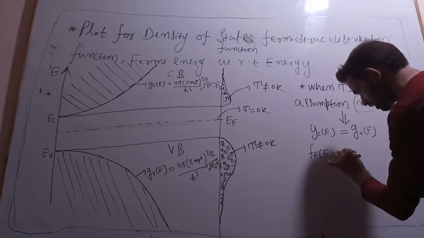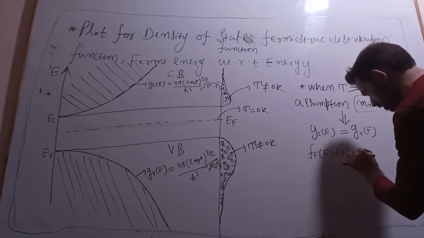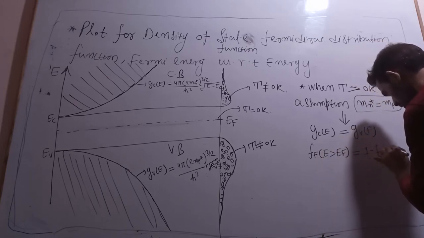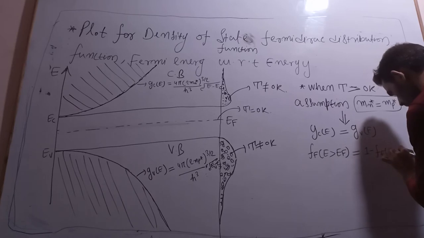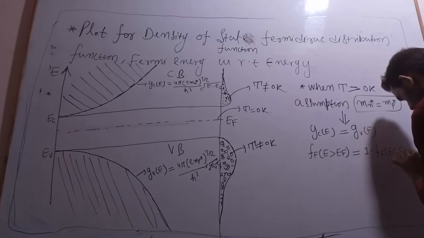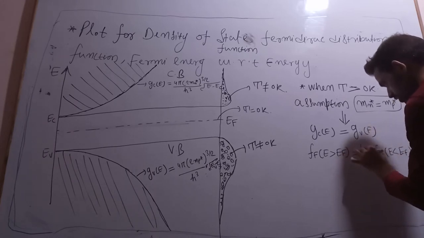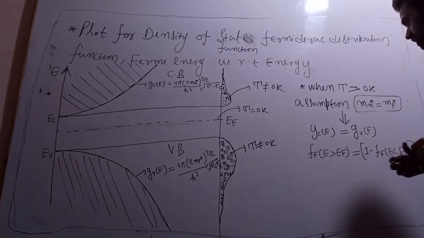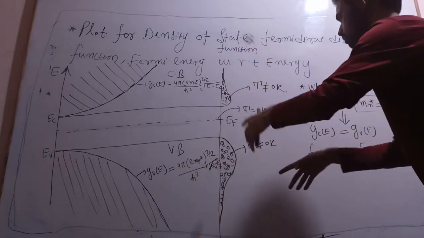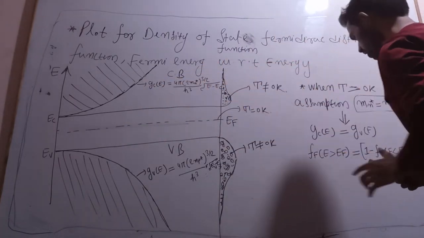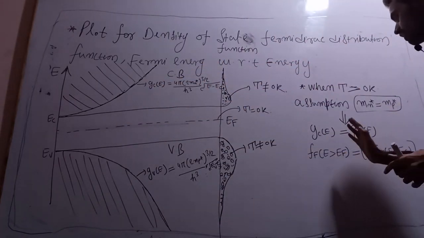Fermi-Dirac distribution function for E greater than EF is equal to 1 minus f of E for E less than EF. So we will get all these conditions symmetrical. Symmetrical about what? About this energy band gap, between EC and EV.